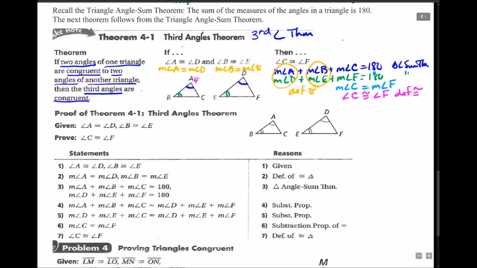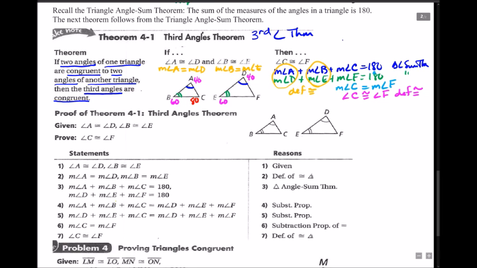If I told you angle A measured 40 degrees, what else could you tell me? You could tell me angle D also measures 40 degrees. They're congruent. They have equal measure. And then I tell you angle B measures 60 degrees. So you can say, well, I can go over here and automatically mark angle E 60 degrees because they are congruent. Now, if we use the triangle angle sum theorem on our first triangle here, we know that angle C has to measure 80 degrees.